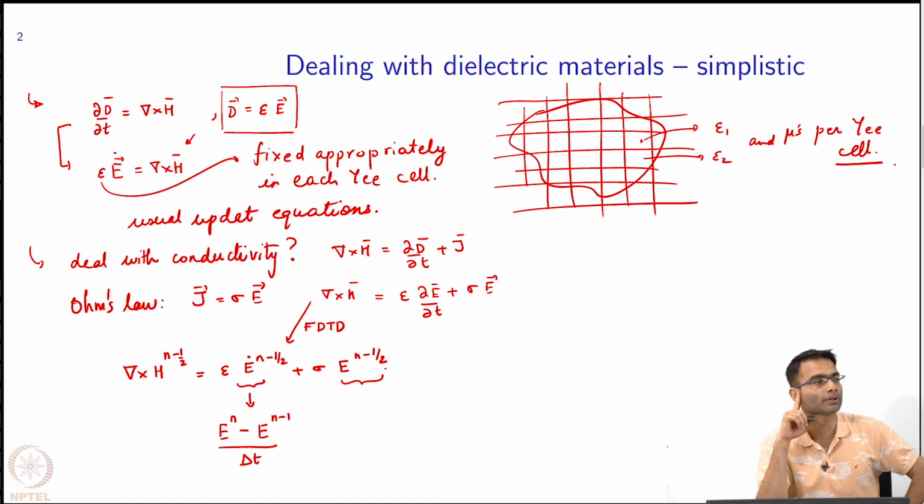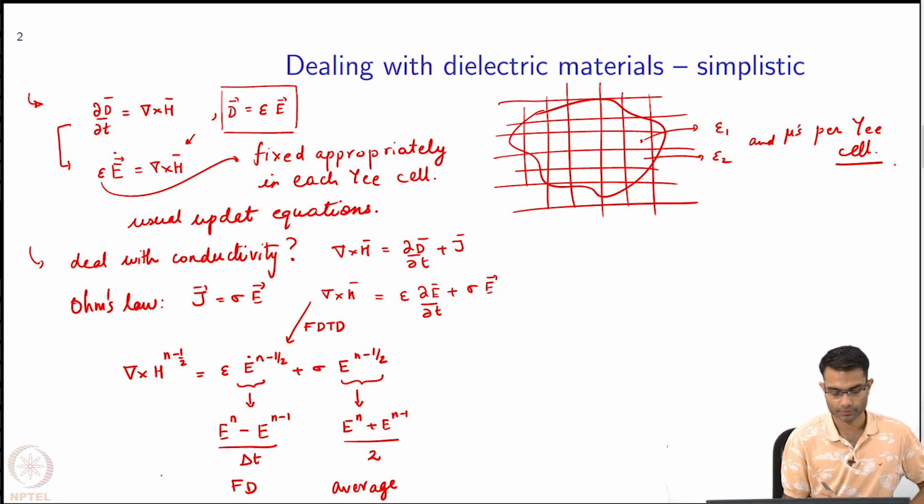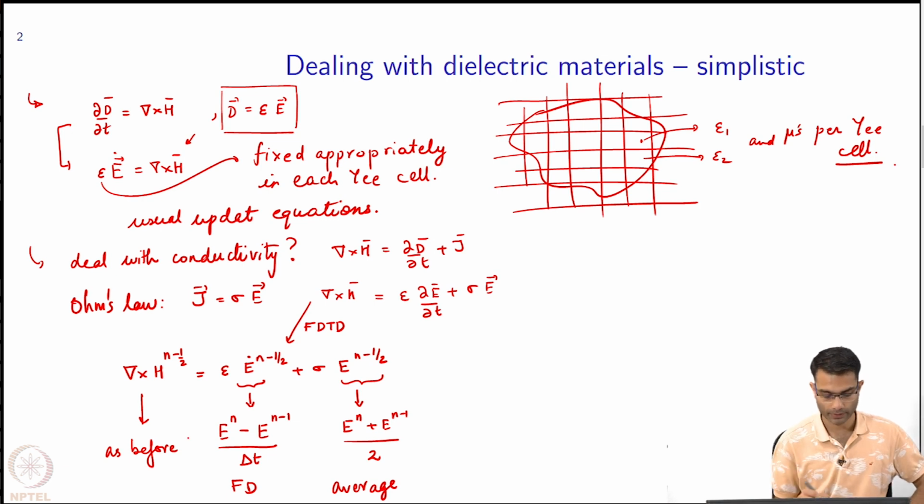I was storing electric field only at integer time instance, but now this equation is requiring that I also need it at a half time instant. So, what should I do? Average it, right. I do not want to be storing electric field at half integer instance also. So, the best thing to do is to replace this term by E n plus E n minus 1 by 2, right. So, this is the average and this is the finite difference, okay, and this is as before, okay.